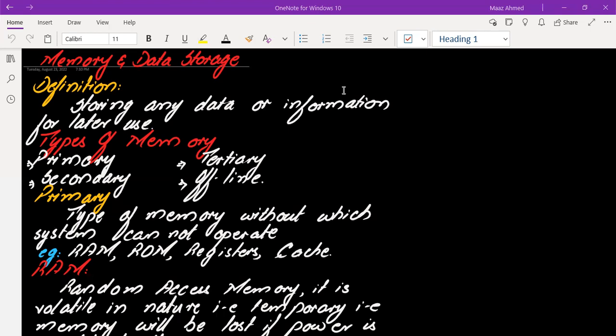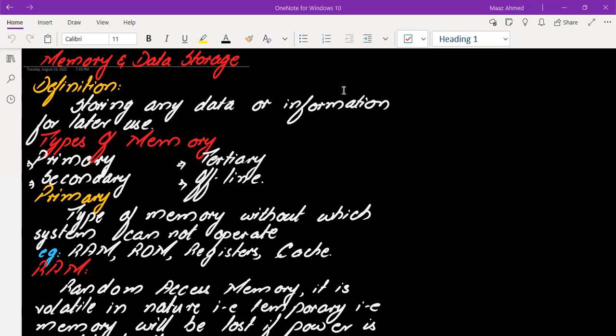Primary means a sort of memory without which your system cannot operate. That is known as primary memory. But when it comes to secondary memory, these are the types of storage devices without which your system may operate, but it won't be 100% operational. And tertiary means an online storage capacity that may include clouds, drives, etc. Offline storage is like CDs, DVDs, Blu-ray discs, magnetic discs, USBs, flash drives. These are known as offline storage.